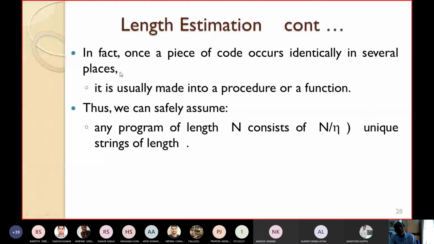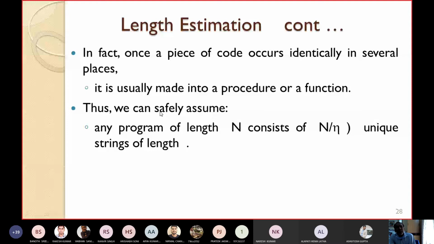In fact, once a piece of code occurs identically in several places, it is usually made into a procedure or a function, isn't it? Similar lines of code appear in many places, so what should you do? You should write it once as a function, then call it at the appropriate places. That's what is told here.